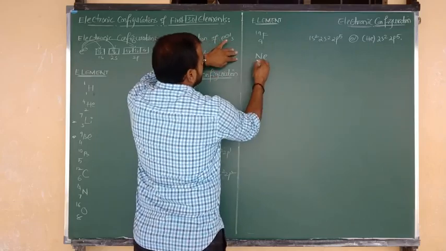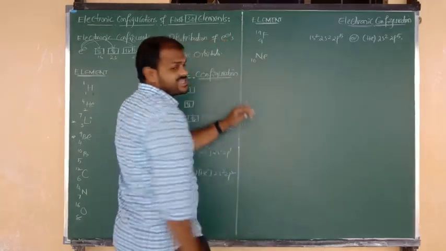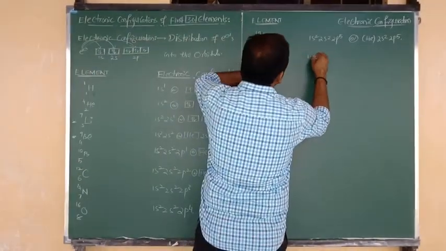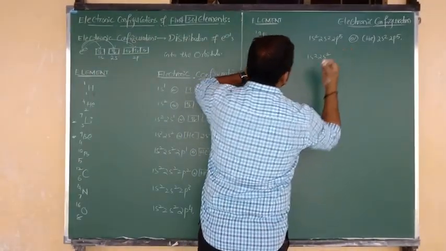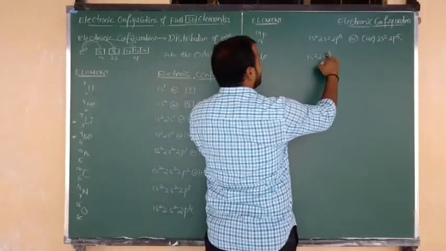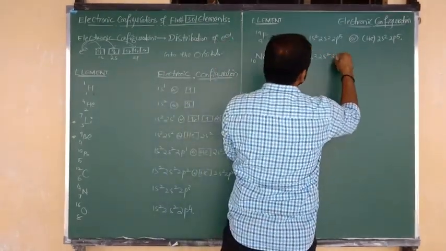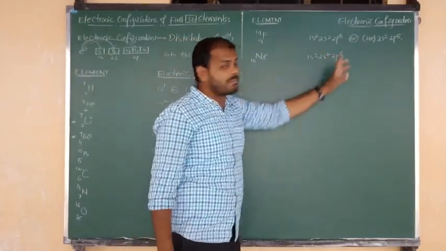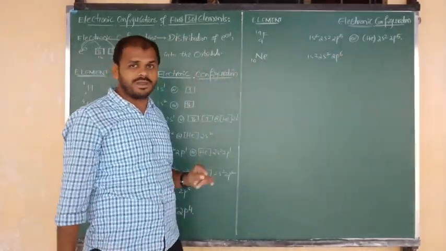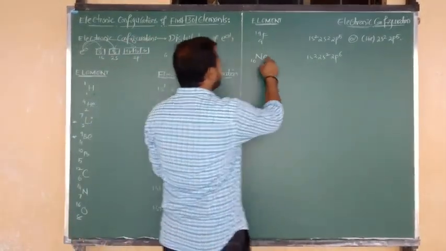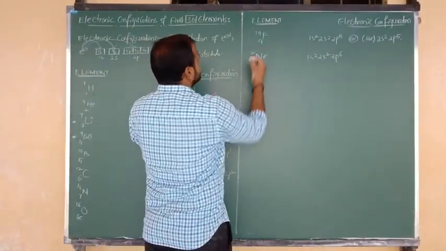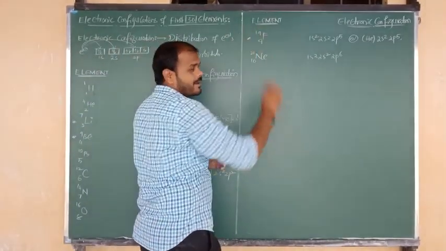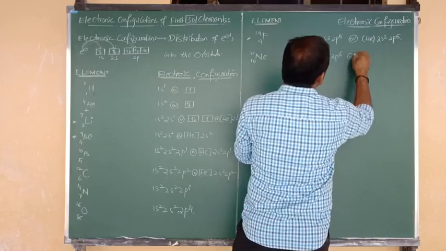Next one is neon. Neon's atomic number is 10. So it is a noble gas element. A total of 10 electrons are there, so we have to distribute them. 1s gets 2 electrons, the remaining 2 go into 2s, and the remaining 6 go into 2p. 2 plus 2 is 4, 4 plus 6 is 10. In that manner we distribute them. Neon's atomic number is 10, but the mass number is exactly double, that is 20. Here, compared to fluorine, there is 1 unit more. Right. And also we can write a short form.